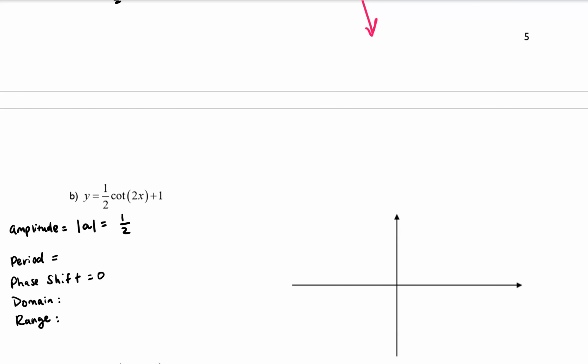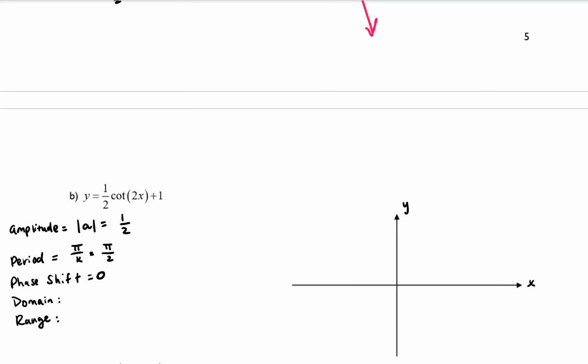Our period can be found by doing pi over k, and in this case k is 2, so our period is pi over 2. There's no phase shift happening, so that's going to be 0. The domain and range, let's figure that out once we have graphed this.